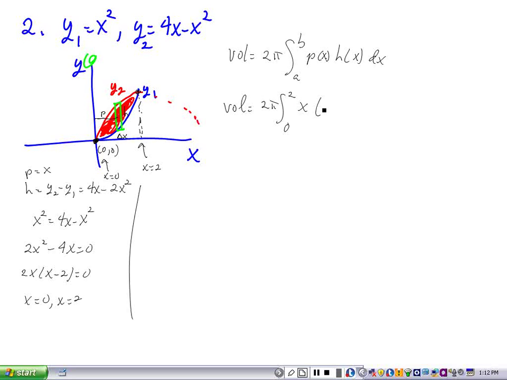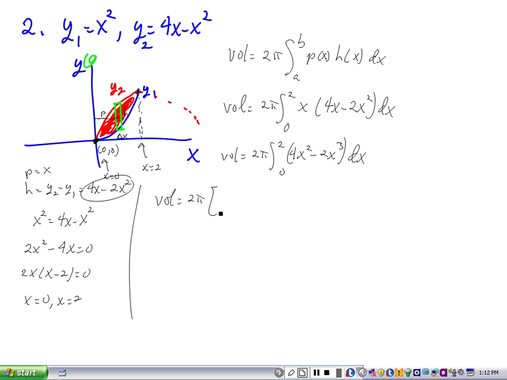So the volume is equal to 2 pi times the integral from 0 to 2. p of x is x, and h of x, we found that to be 4x minus 2x squared dx. Now we integrate. So the volume is 2 pi times the integral. Let's simplify. 4x squared minus 2x to the third dx. So the volume is 2 pi. We integrate now. We have 4 thirds x to the third minus 2 divided by 4, 1/2 x to the fourth. Evaluate it from 0 to 2.